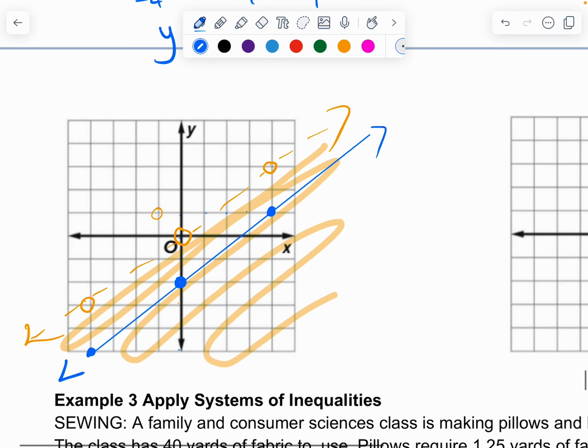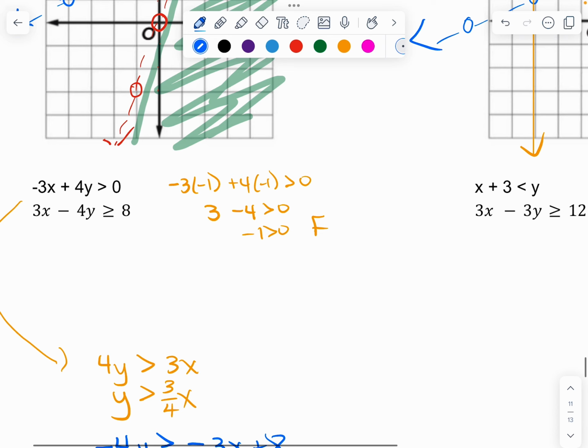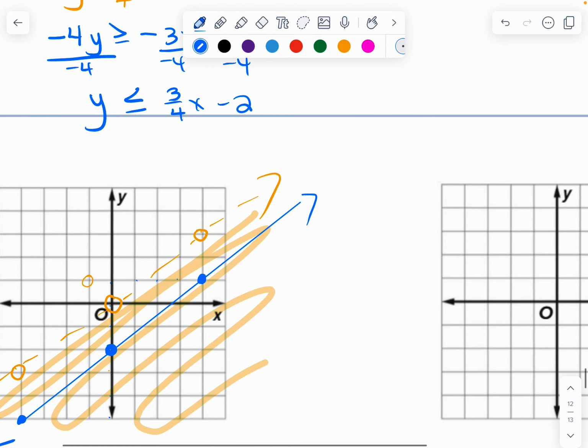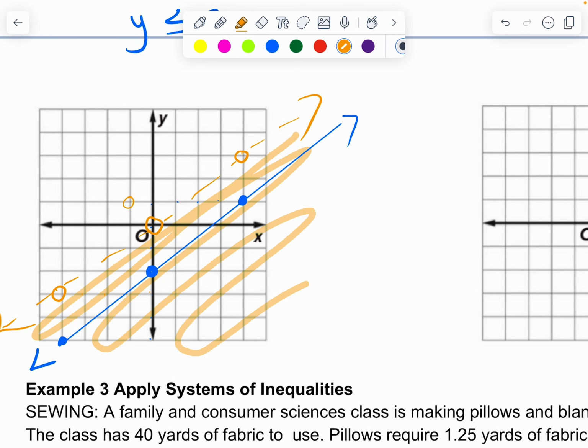Okay, and we have to figure out the shading on this one. So I'll even use the same test point. Try to plug it back into the other one. So I'm going to test -4 times -1 greater than or equal to 8. So that's -3 plus 4. Is that greater than or equal to? No, it's not. So that means that when I shade this, I want below.